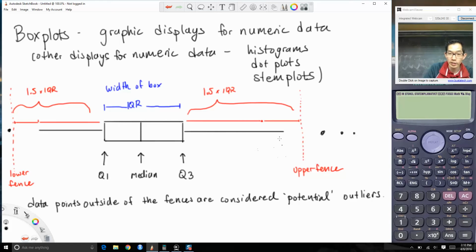All right, the whiskers. This would be our whisker, and this would be a whisker down here. The whisker goes to the largest data point or the smallest data point that is not considered an outlier.